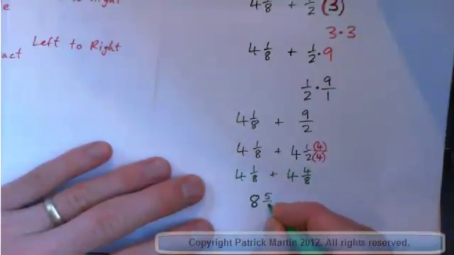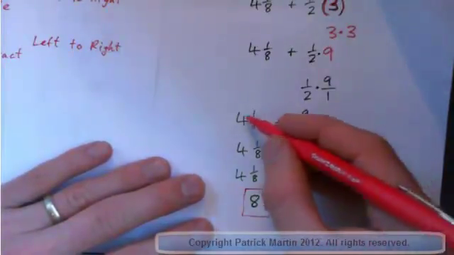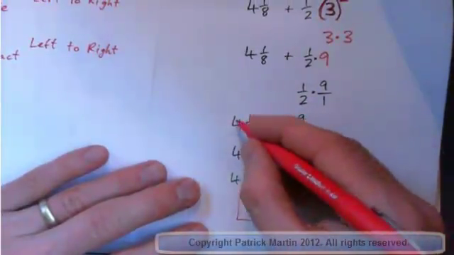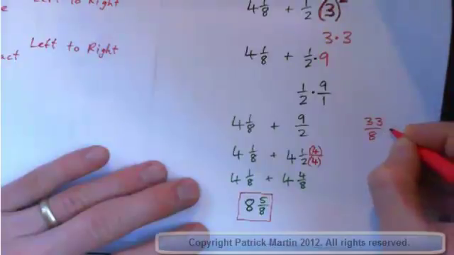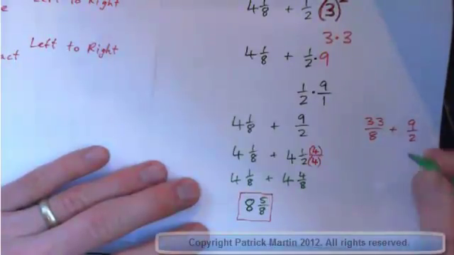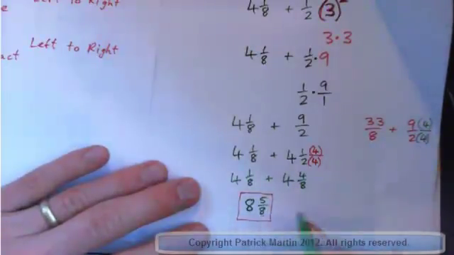5 8ths. Okay, so the answer is 8 and 5 8ths. If you get 8 and 5 8ths, you're correct. At this point, of course, if you wanted to, you could have gone 8 times 4 is 32 and 1. Okay, that's 33 8ths plus 9 over 2. Get a common denominator, times this by 4 over 4, and keep going that way, and you'll end up with 8 and 5 8ths. It doesn't matter if you do it this way or this way, as long as you get the right answer, it's fine.